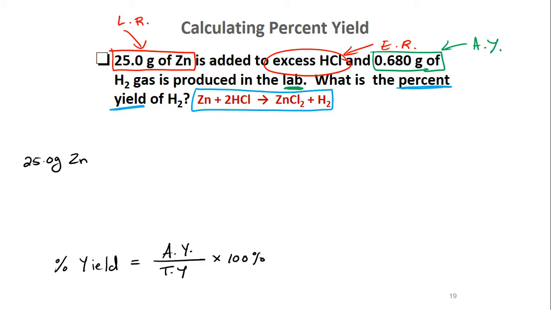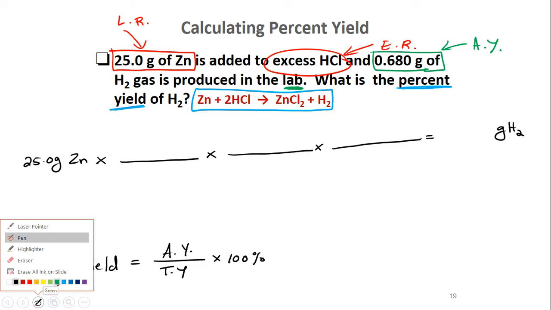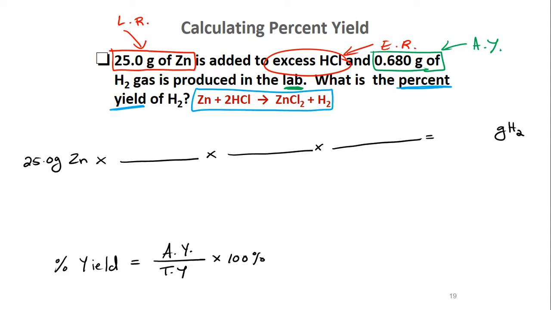Super easy, right? Just a mass to mass calculation to find the grams of hydrogen. And why hydrogen, you ask? Because that's the actual yield product that's given to us. This equation has zinc chloride and hydrogen as a product, but we are picking hydrogen because that's what the problem has already picked for us. Okay, so I'm going to go from 25 grams of zinc, which is the limiting reactant, to find grams of hydrogen, the theoretical yield of hydrogen I should get if I react 25 grams of zinc.